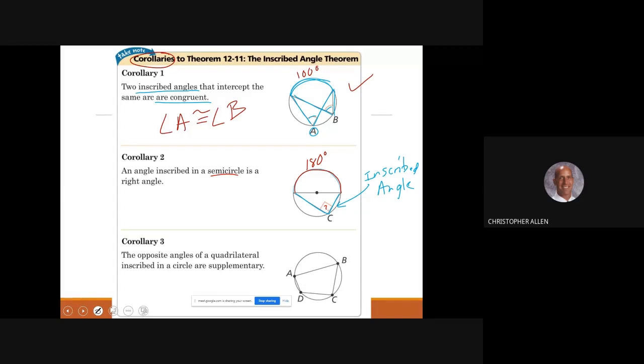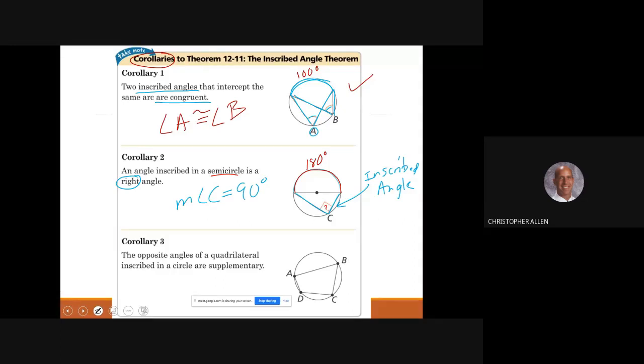And what's half of 180? 90. In other words, it has to be a right angle. In other words, the measure of angle C has to be 90. Does that make sense, doesn't it? Again, that agrees with what we looked at there in 12.11.